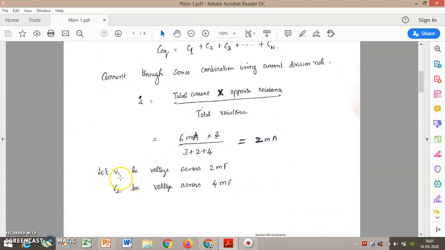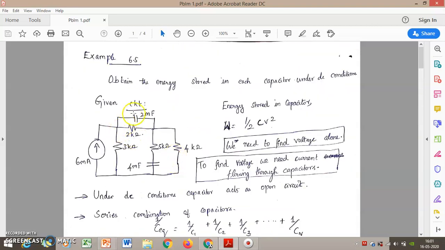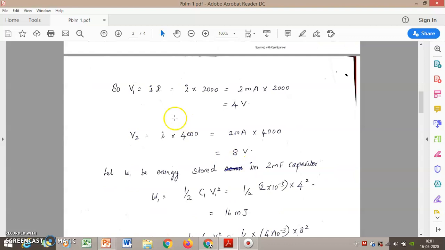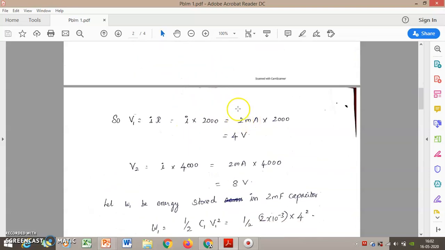And we need to find the voltage. Let V1 be the voltage across the 2 millifarad and V2 be the voltage across the 4 millifarad. So V1 equal to I into R, V2 equal to I into R. The resistance R for this capacitor is considered as 2 kilo ohm, and for this capacitor it is 4 kilo ohm. So I into 2000, I into 4000. For V1, it is 2 milliamps into 2000, which is equal to 4 volt. V2 is the same I, 2 milliamps into 4000, which is 8 volts.